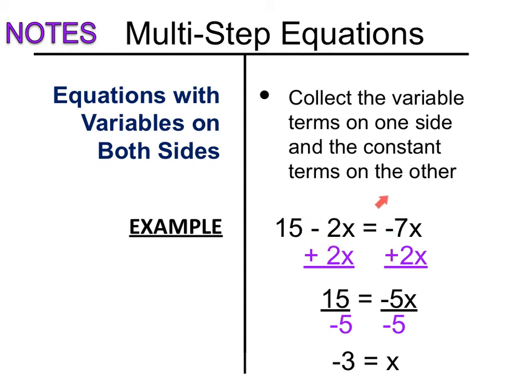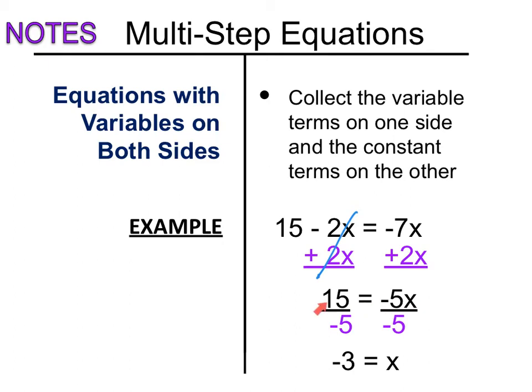So the way I do it, I say, well, the opposite of negative 2x is a positive 2x. So if I add a positive 2x to this side of the equation, my negative 2 and positive 2 will cancel out and leave me with just 15 on this side of the equation. But because it's an equation and has to stay balanced, whatever I do to the left, I have to do to the right. So now I add a negative 7 plus a positive 2, and that's a negative 5.